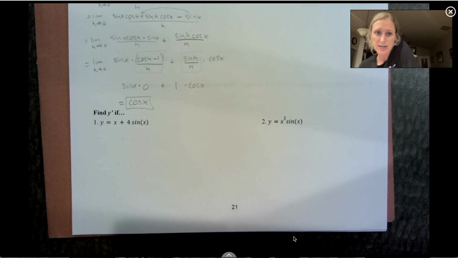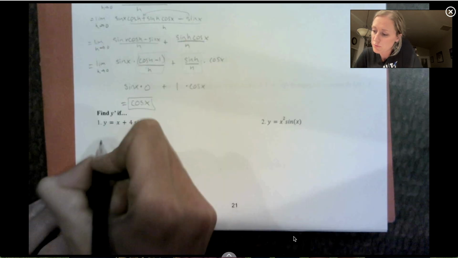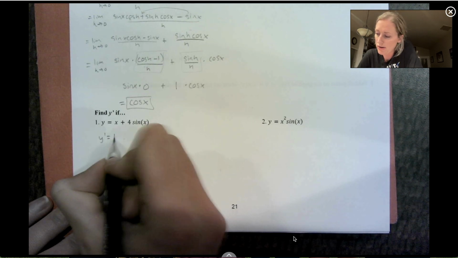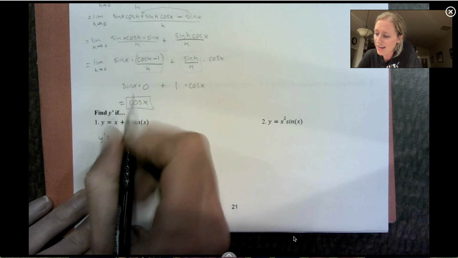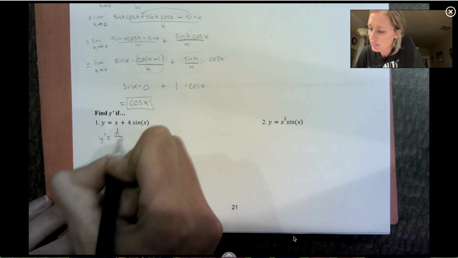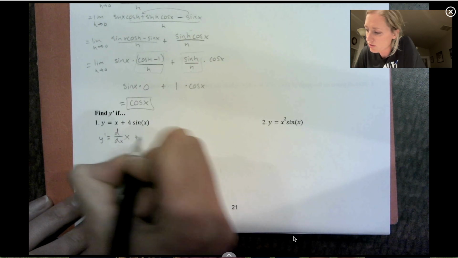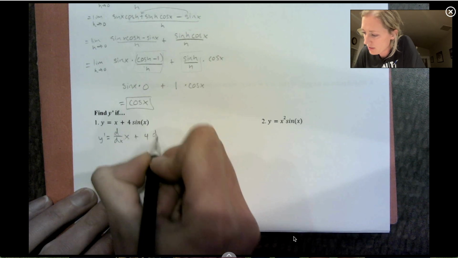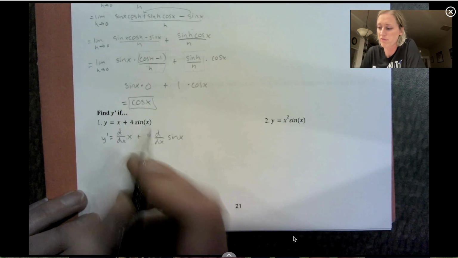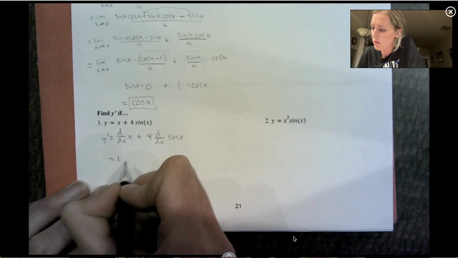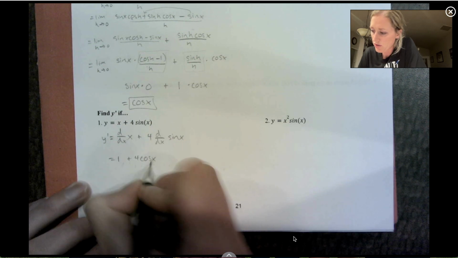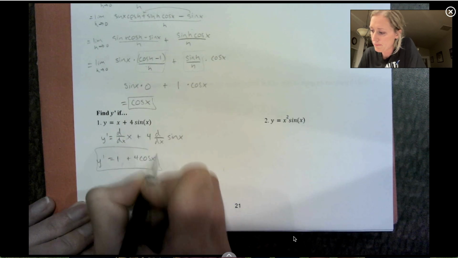Okay, so we're going to use that now to find some derivative functions. So we're going to find y prime. Okay, so derivative of x is 1. And then we have 4 times, I guess I'll write this out so you guys can see this part. So we've got d dx of x plus 4 times d dx of sine x. That's really what we're doing. Okay, so the derivative of x is 1. Then we got plus 4, derivative of sine we just proved is cosine. So there is our y prime.